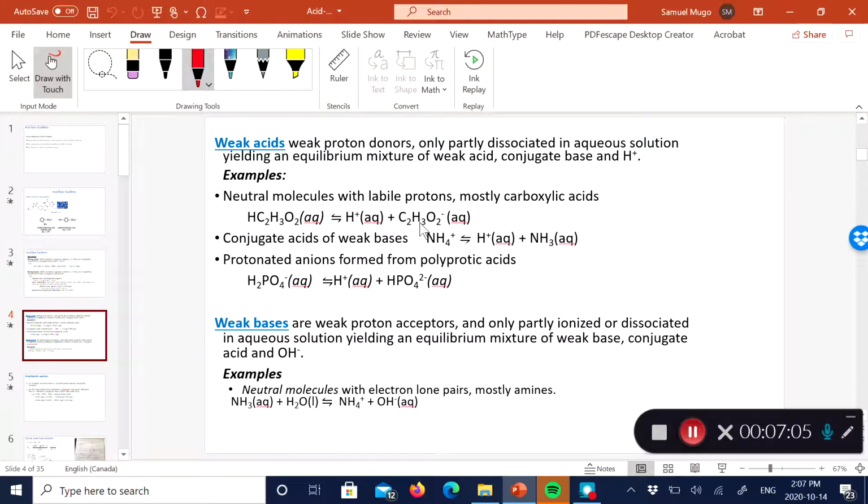For example, this one here, which is an acetate, would be a weak base. So a conjugate base of a weak acid, essentially it's a weak base. And then hopefully again, that is fairly clear. They dissociate or hydrolyze partially.